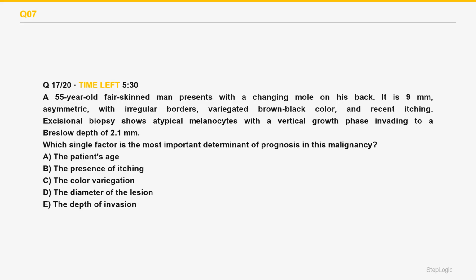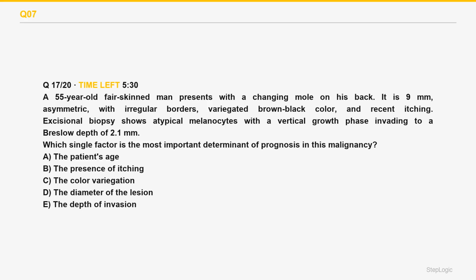Which single factor is the most important determinant of prognosis in this malignancy? A 55-year-old fair-skinned man presents with a changing mole on his back. It is 9 mm, asymmetric, with irregular borders, variegated brown-black color, and recent itching. Excisional biopsy shows atypical melanocytes with a vertical growth phase invading to a Breslow depth of 2.1 mm.